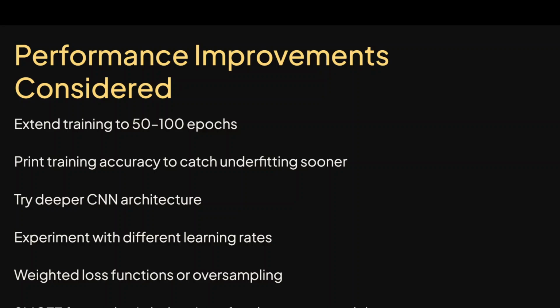To improve performance, we did want to extend training to 50 to 100 epochs to allow the model more time to learn. However, the processing time for training over that many images made it incredibly difficult to accomplish. Additionally, we decided that printing out both training and testing accuracy rather than just testing accuracy could have been helpful in determining that our model has simply not learned enough earlier on.